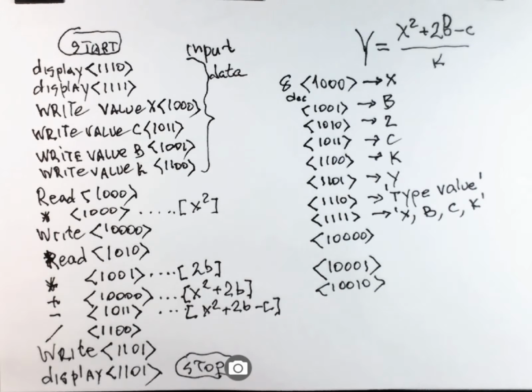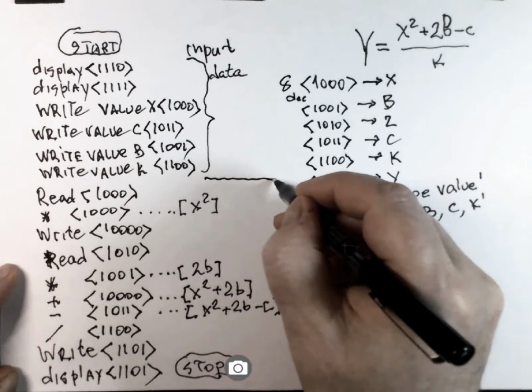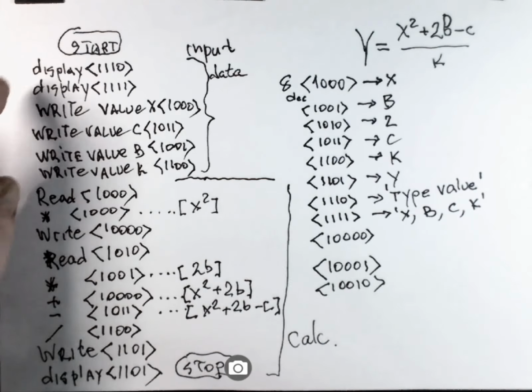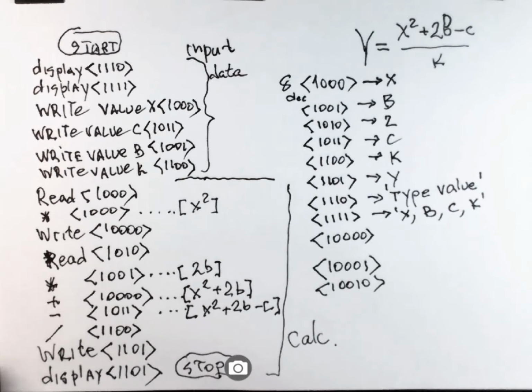So thank you for watching this video, folks. Now you understand how a computer program actually can calculate data, input data, and get a result. So I would like to mark up this point, that is the calculation part, and this one is the input data. Oh, by the way, display is output. Thank you again.